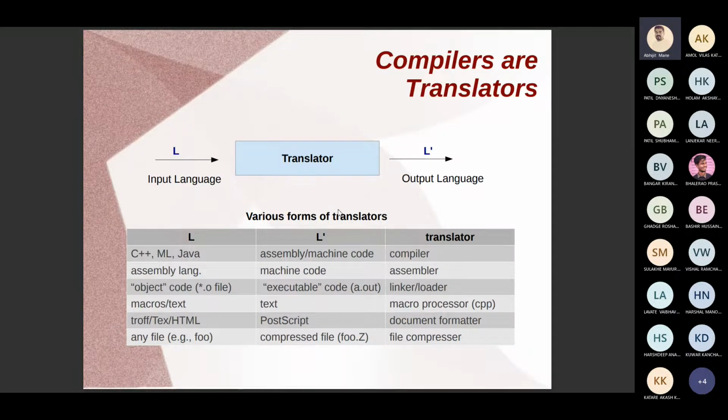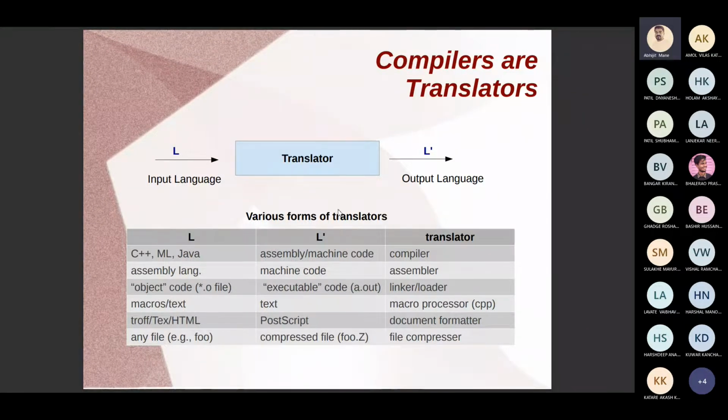Here are the various forms of translator that we already know. Say, for example, L is C++, ML or Java, and the translation from this language produces assembly or machine code. Which translator do we use here? We use the compiler, right? The target assembly language is converted into machine language, and the assembler is the translator used for this conversion.